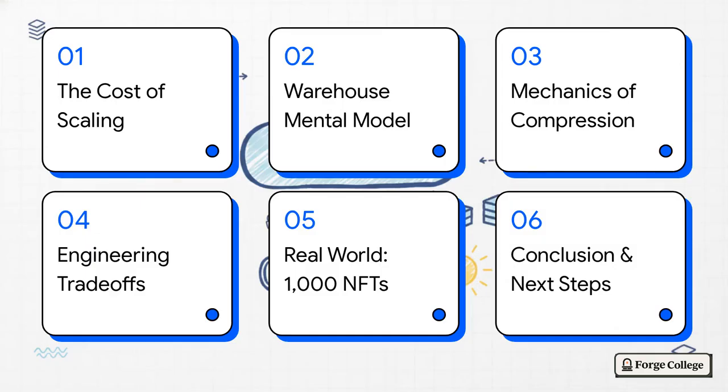So here is our roadmap for today. First up, the cost of scaling. Second, the warehouse mental model. Third, mechanics of state compression. Fourth, engineering trade-offs. Fifth, a real-world scenario of 1,000 NFTs. And finally, we'll wrap it all up with our conclusion.